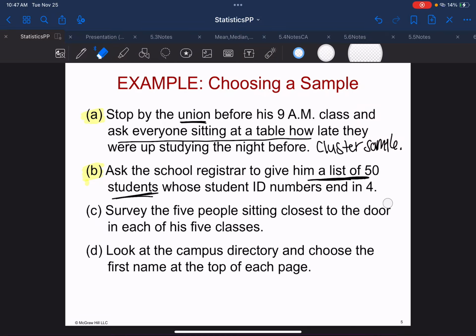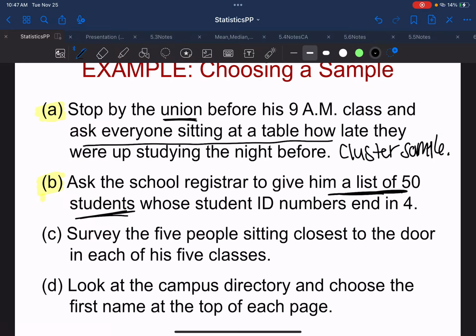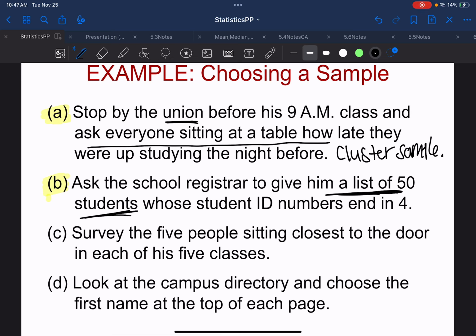Because the student IDs ending in number 4, that is pretty random. Right? Even if the student ID numbers were numbered in order as each person came into school and got a student ID, choosing the ones that end in 4 would not be exactly in the order that students came and got their student ID. So it is random. This is completely random.